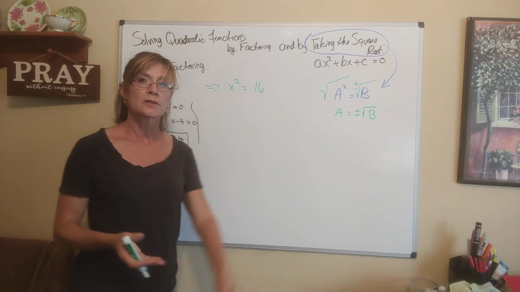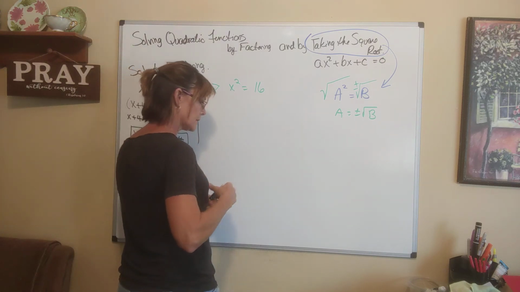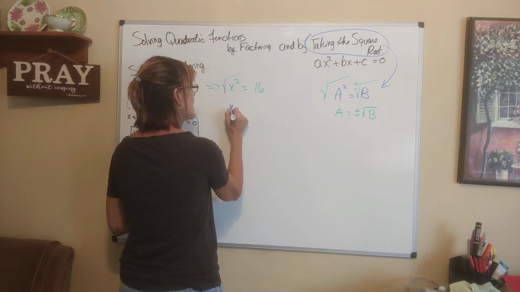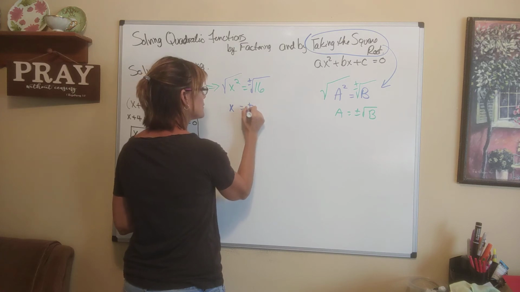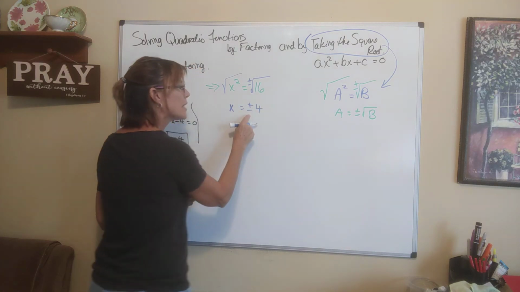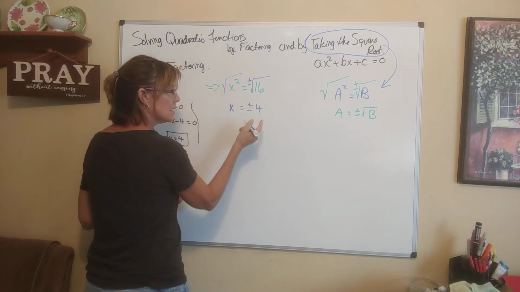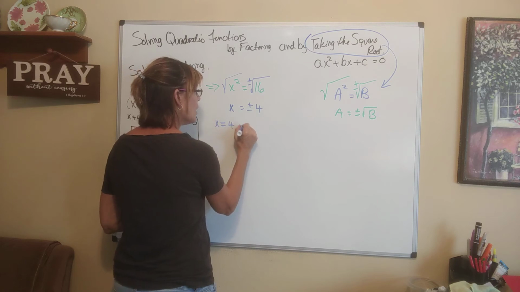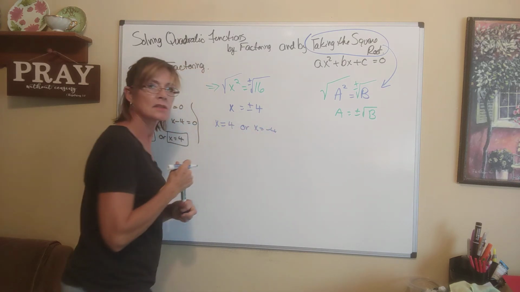Take the square root of both sides. The square root of x squared, so I'll just do this little extra step. The square root of x squared is just x, is equal to plus or minus the square root of 16, is equal to plus or minus 4. Remember that plus or minus is a convenient way of writing two separate statements. Here are the two separate statements: x is equal to 4 or x is equal to negative 4. That is what this statement right there says.